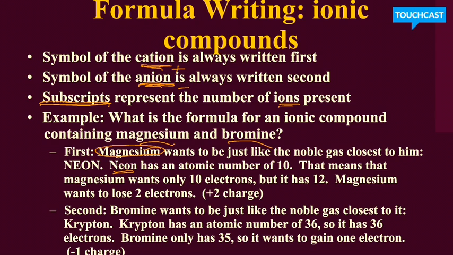That makes magnesium want to lose electrons. Now remember, electrons are negative, so if you lose negatively charged stuff, you become positive. So if it's going to lose 2 electrons, that means magnesium is going to have a positive 2 charge. Next up, bromine. Bromine wants to be just like the noble gas closest to it, which is krypton. Krypton's atomic number is 36, bromine is 35. So it needs to gain 1 electron, so it's going to have a negative 1 charge.